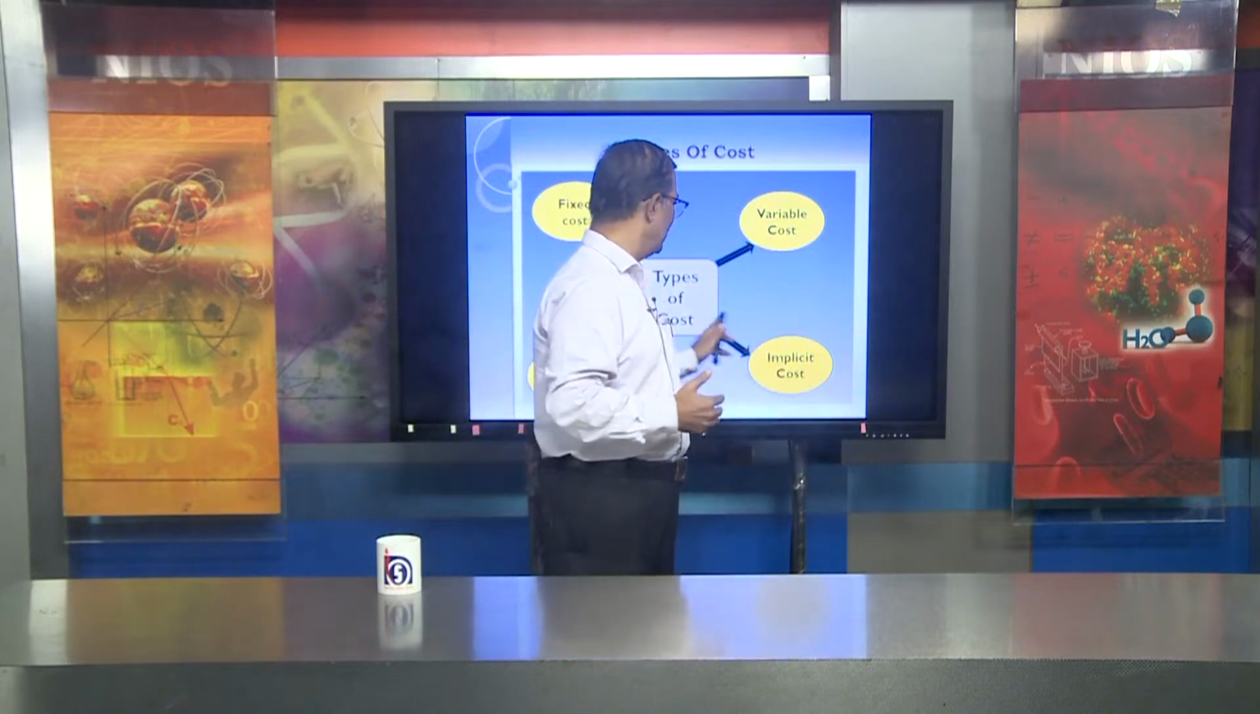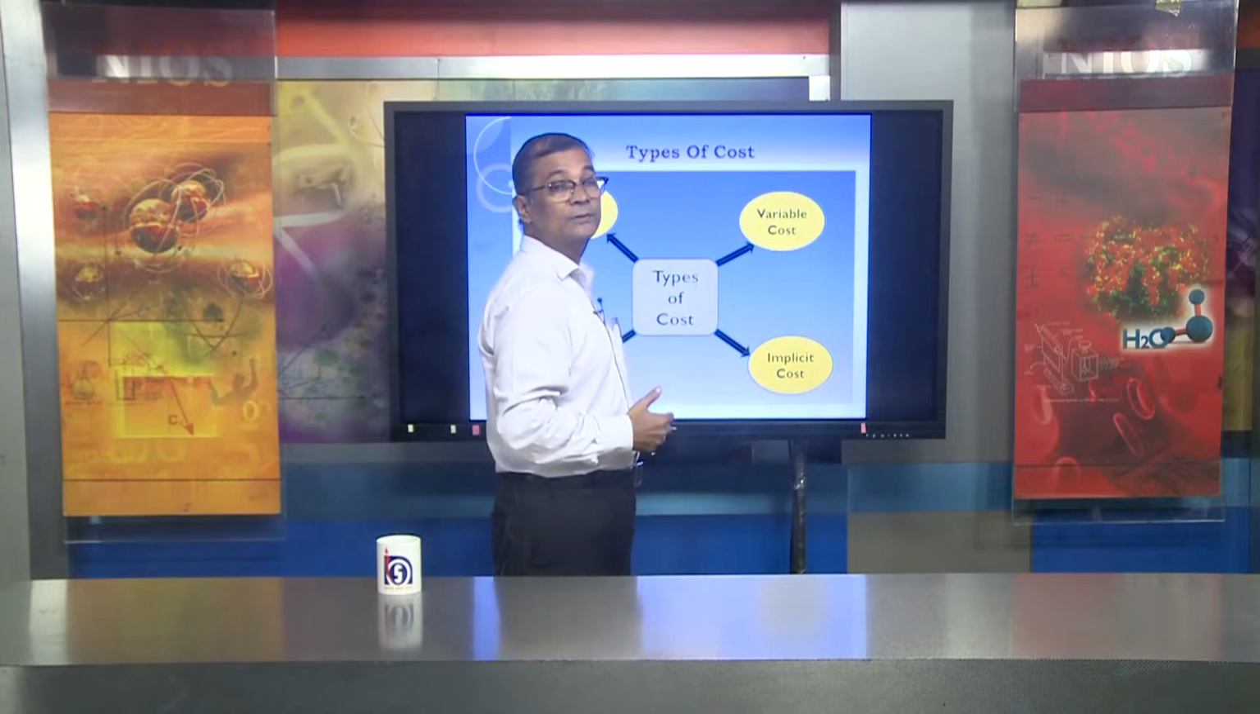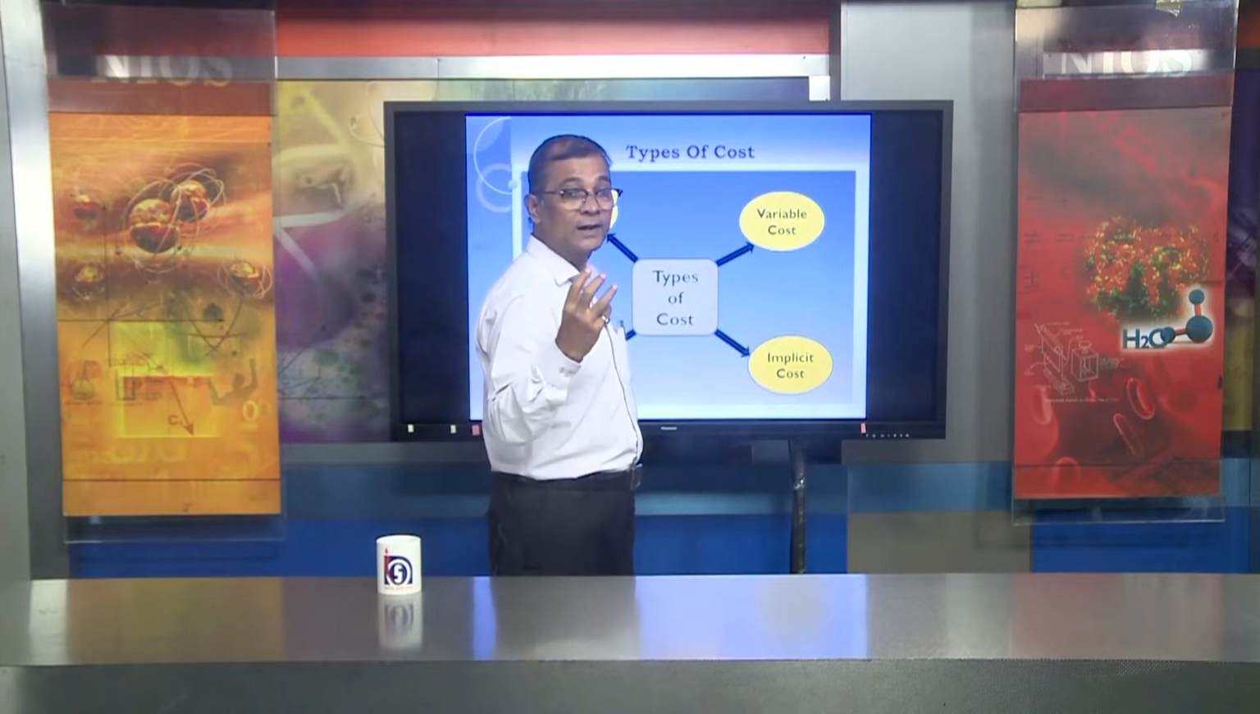How we can say explicit cost? Because once the payments are made to outsiders, this is known as explicit cost. Clear? तो जब कभी भी हम भुगतान करेंगे बाहर के लोगों को और उससे हम वेरियस फैक्टर्स को हायर करेंगे, in that situation such expenditures are known as explicit cost. Such expenditures are known as explicit cost.